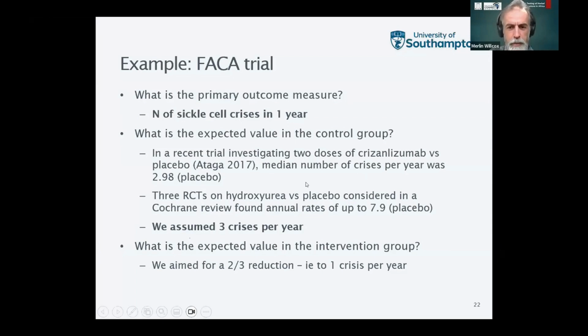So the median number of crises per year in this study was 3, or 2.98, but let's say three crises per year. And then there's a Cochrane review on hydroxyurea versus placebo, and they found annual rates of up to 7.9, so say 8 crises. But being conservative, we assumed 3 crises per year, and then we aimed for a 2/3 reduction, in other words, reducing from 3 crises to 1 crisis per year.